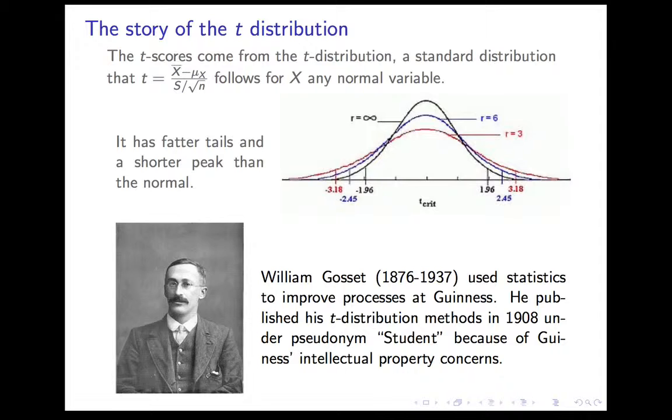These t distribution methods worked so well for him, he wanted to tell the world, but Guinness said, no, you can't tell people about your techniques because we're afraid some rival beer company will use them and outcompete us. So he published them nevertheless. He published them under the rather humble pseudonym Student in 1908, and to this day you will occasionally hear somebody refer to the distribution as Student's t distribution, which seems like a shame that Gosset never gets the full credit he deserves.